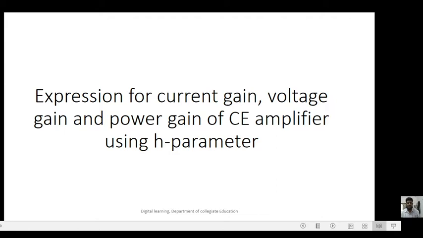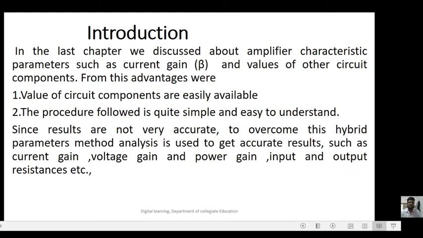Today we are going to discuss the expressions of current gain, voltage gain and power gain of a CE amplifier. Introduction: in the last chapter we discussed the amplifier characteristic parameters such as current gain and values of other circuit components. The advantage is that the values of circuit components are easily available, and the procedure followed is quite simple and easy to understand.